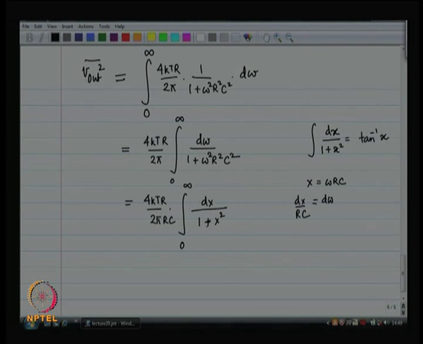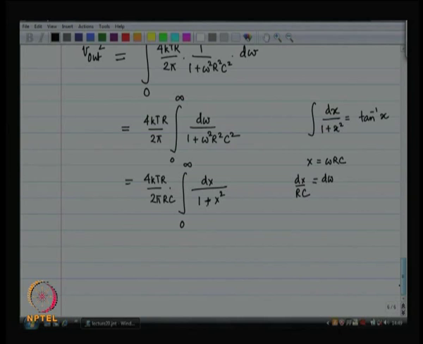this is what it means as far as we are concerned. And then I use my integral from wherever you have studied integration. Now, as x tends to infinity, tan inverse of x is basically equal to pi by 2. As x tends to 0, tan inverse of x is 0.